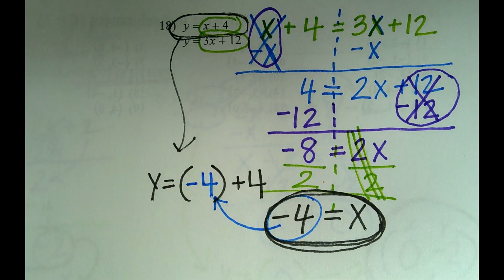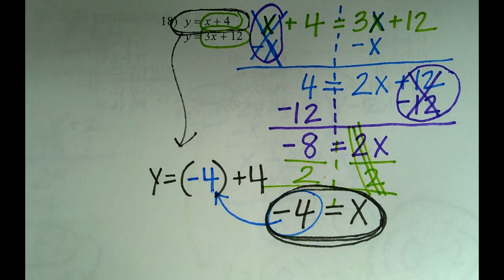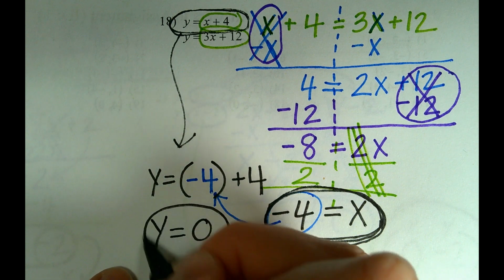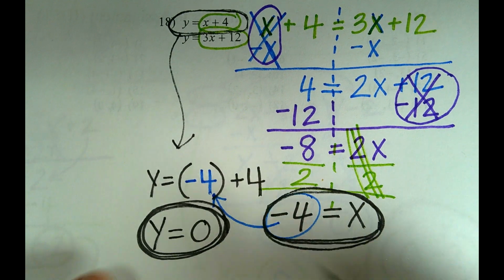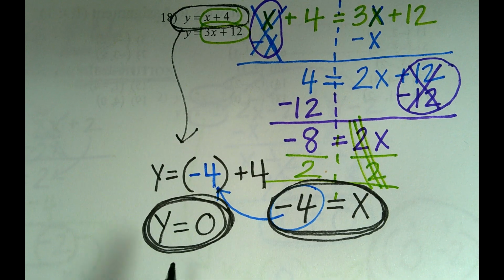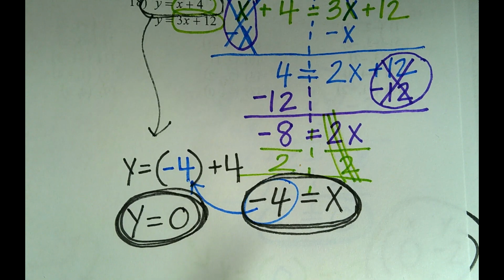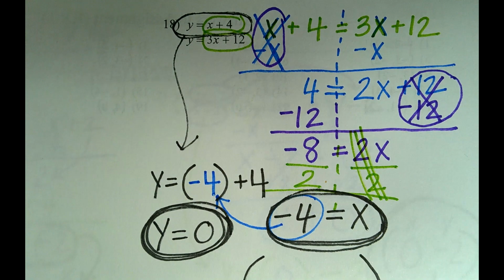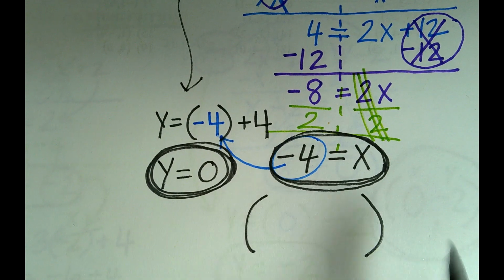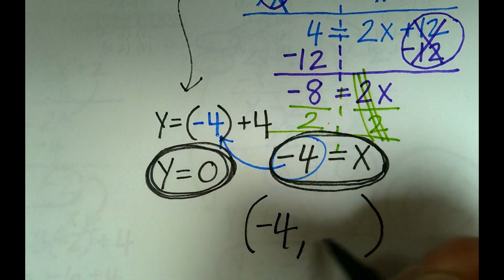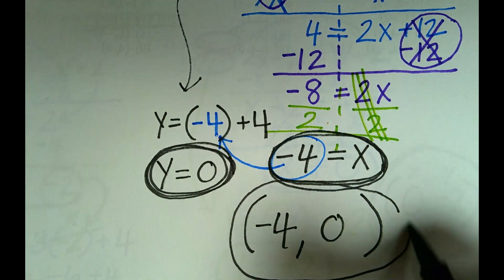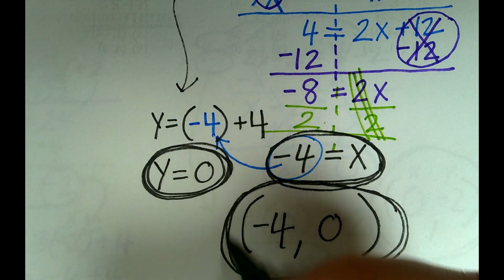Okay, now what is negative 4 plus 4? 0. So our y equals 0. X is negative 4, y is 0. Those are our answers. That's it. If we wanted to write this as a coordinate, we would put the x first and then the y second. So negative 4, 0. Okay. There we go.